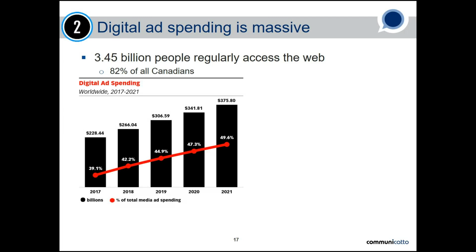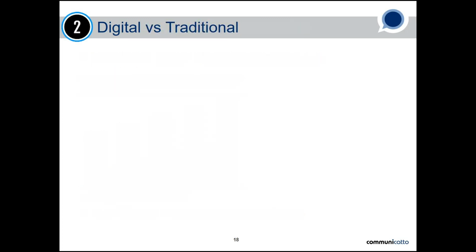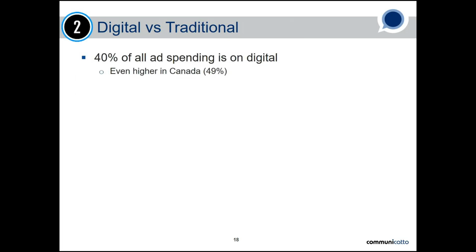Saw this chart earlier. Digital ad spending is enormous, 228 billion, going up by roughly 50% in the next 3 years. And 5 billion spent last year in Canada on digital ads. So lots of money is pouring into digital advertising. How does it stack up against traditional? Well, as we pointed out earlier, 40% of all ad spending right now is on digital.